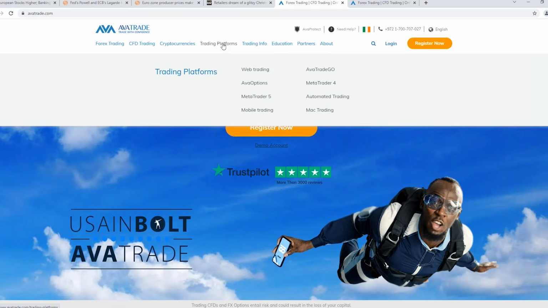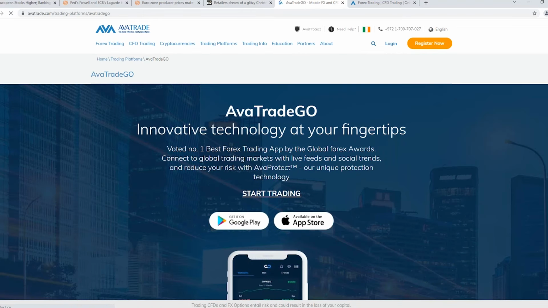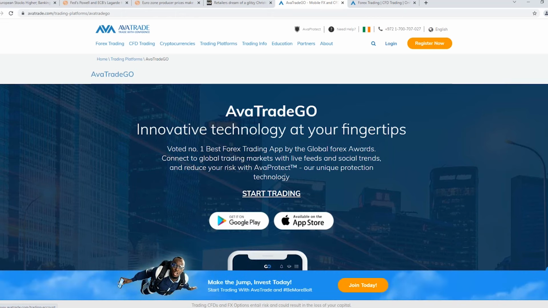So trading platforms, if you're on your mobile device, I don't mean right now, but you could go to AvaTrade Go. It's under our trading platforms, and you can download AvaTrade Go from the major app stores. There's a link here that'll take you to your app store, or you can just go to your app store and search for AvaTrade Go, and you'll find it.